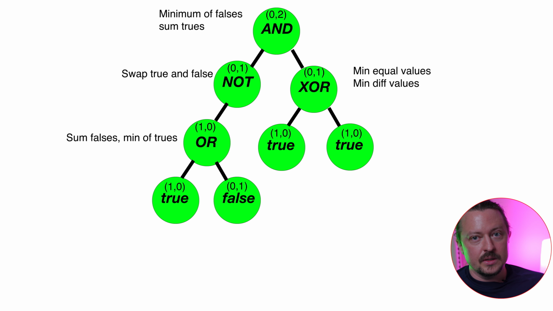To get a true, it's going to be the sum of the ways to get a true. To get a false, it's going to be the minimum of the ways where you get any false from the child branches. For an XOR, to get a false, it's going to be the minimum of the ways that both branches are the same value. And to get a true, it's going to be the minimum of ways that the branches are different values. And then for a not, that's really simple. You're just summing from the child branches and flipping them.